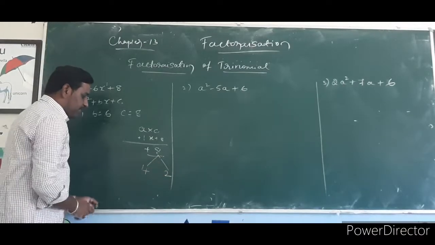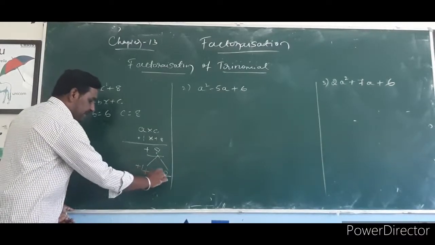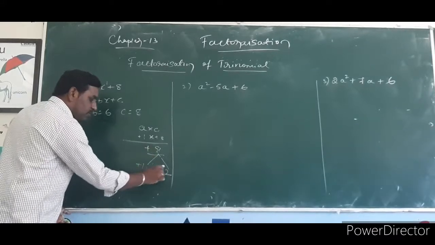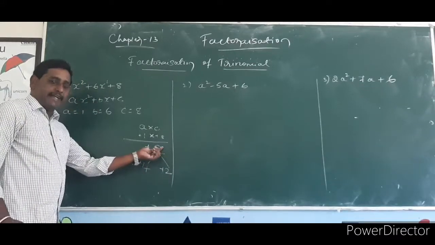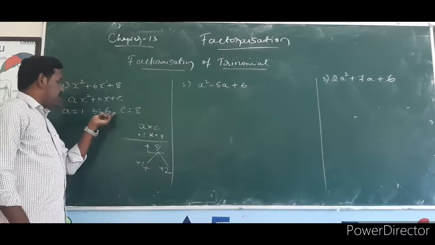I'm taking plus 4 and plus 2. So plus into plus is plus. 4 2s are 8, the product is 8. If you add these two numbers, I will get the b value.